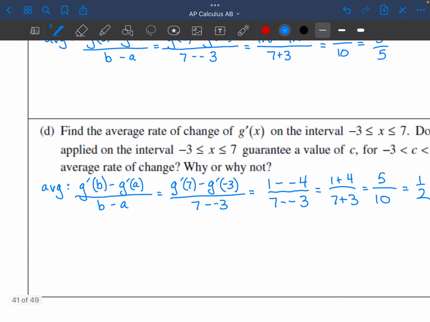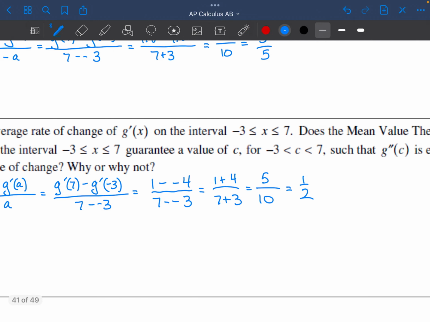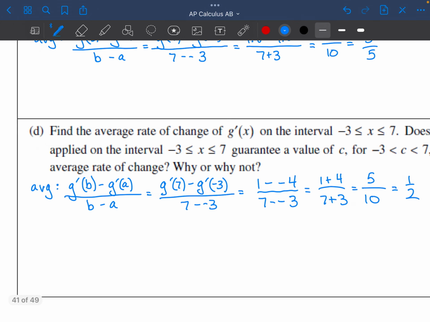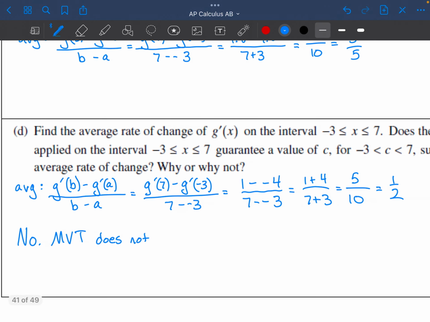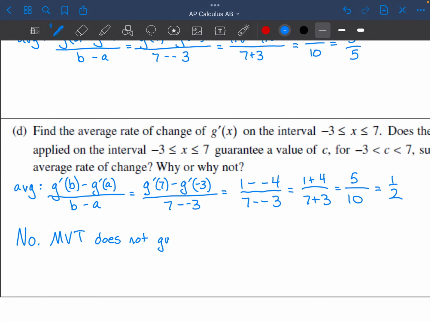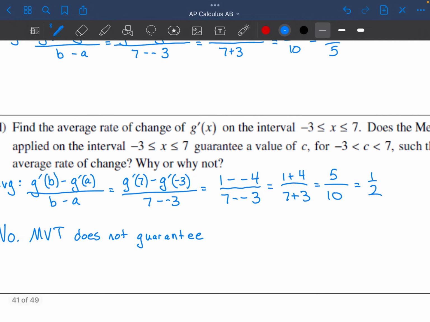So does mean value theorem guarantee a value? And we can answer no. MVT does not. Does not guarantee. I forgot how to spell guarantee for a sec. There it is, guarantee. Let's just copy that down. G-U-A-R-A-N-T-E-E. Oh my God, I can't even copy correctly. I'm so bad. Guarantee. Anything.